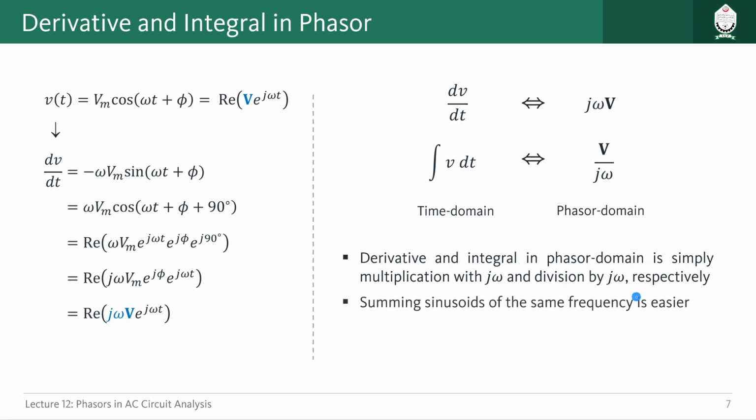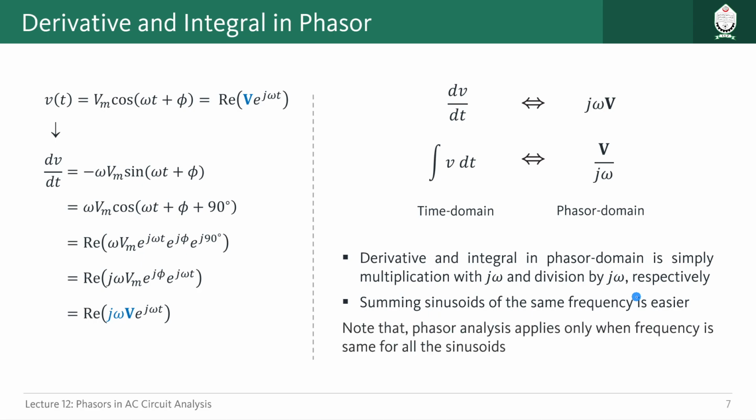Another benefit is that when you sum two sinusoids of the same frequency, there is also an easier process. We will see that in the next slide with some examples. But the problem is that all the sinusoids we have in the circuit have to have the same frequency, right? If they don't have the same frequency, then taking the phasors won't be easy. It will be difficult, right? So we can apply these things only when we have signals with the same frequency.